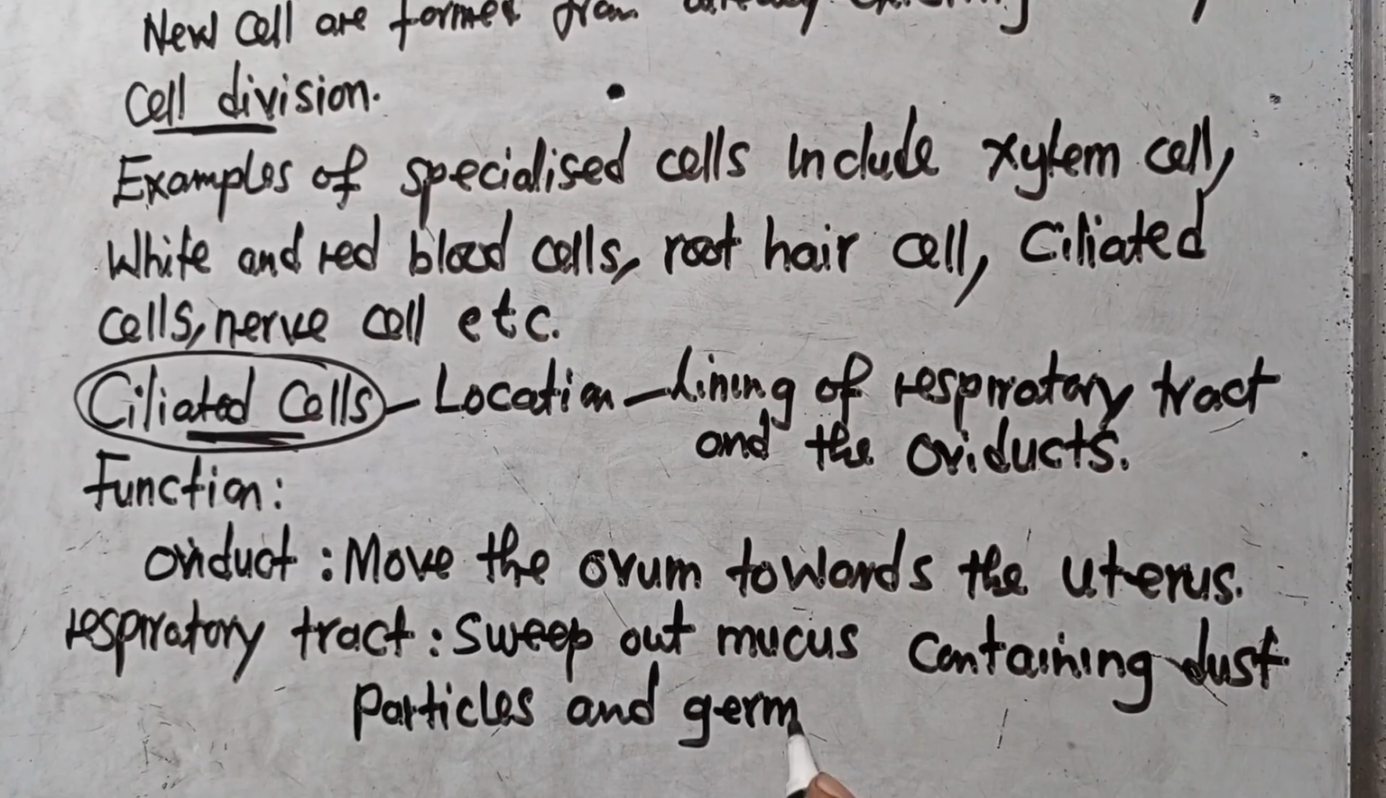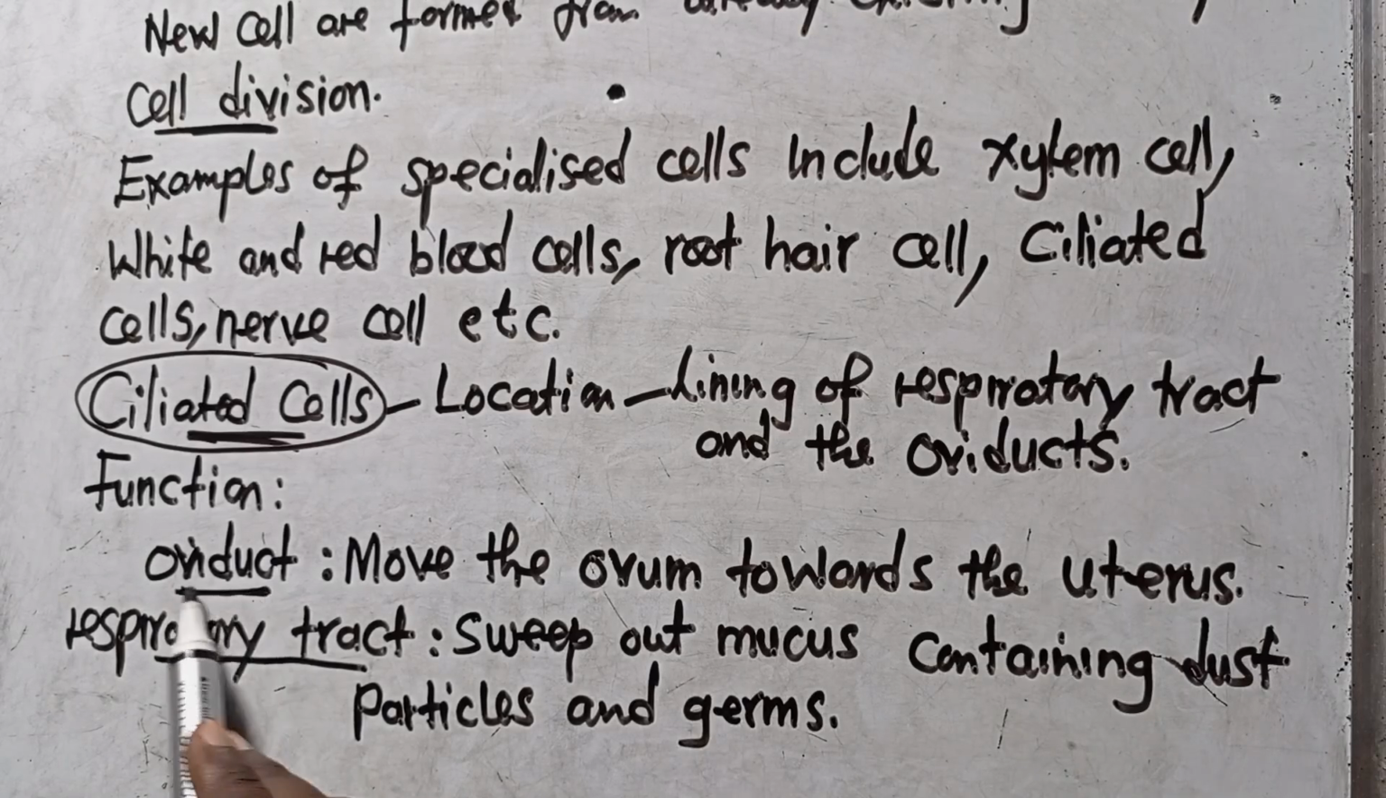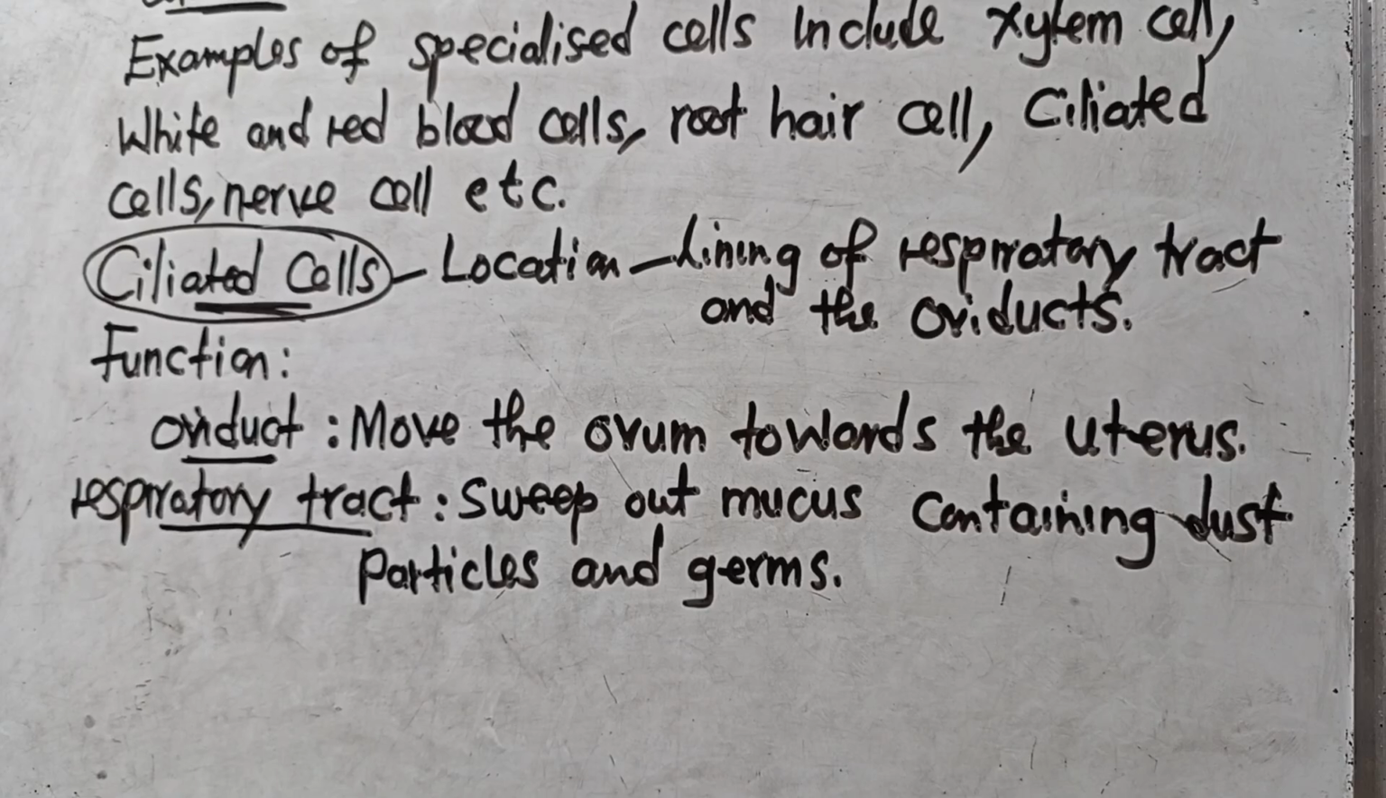So I want you to understand all these things. These ciliated cells, we get to find them in two locations. In the respiratory tract, they wipe away mucus containing dust particles and germs. If we find them in the oviduct, they move the ovum towards the uterus. These are important details that you are supposed to know and understand.